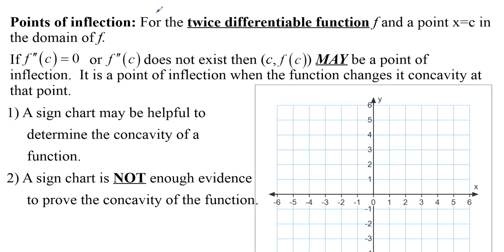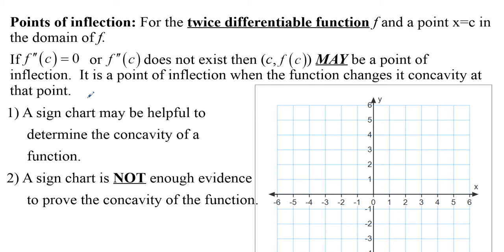All right, so just going back to it. For a twice differentiable function f and a point x equals c in the domain of f, if f double prime of c is equal to 0 or f double prime of c does not exist, then c, f of c may be a point of inflection, and we're going to have to test that. It is a point of inflection when the function changes concavity at the point.